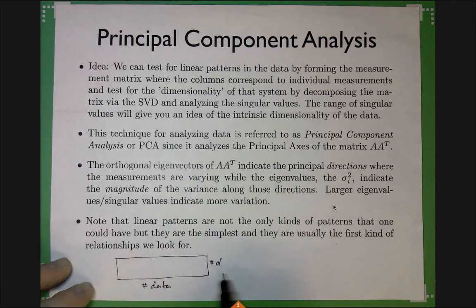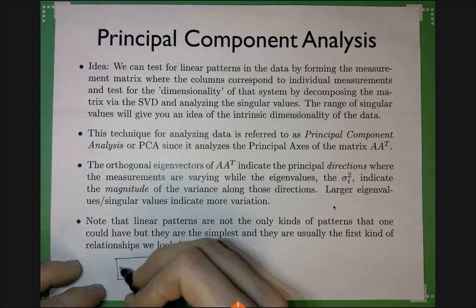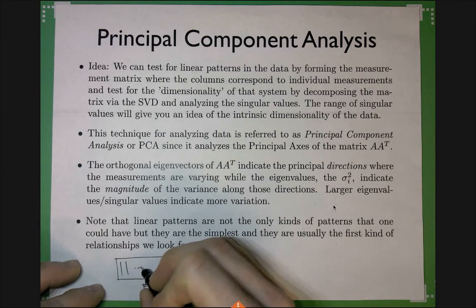So I made the matrix like this because usually you will have lots of measurements, right? You can be measuring a long time. Doesn't always have to be the case. And the measurements are the column vectors like this.